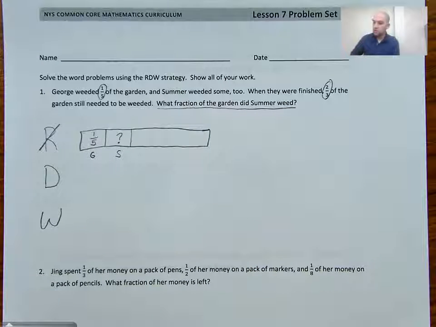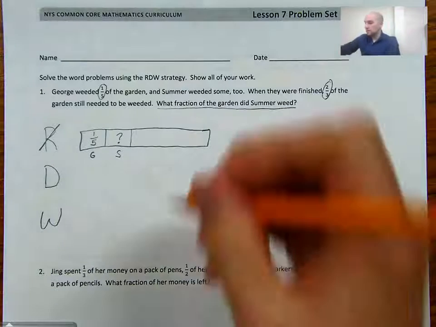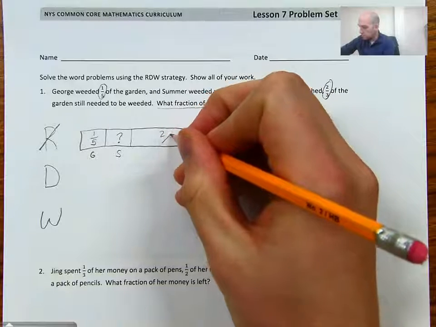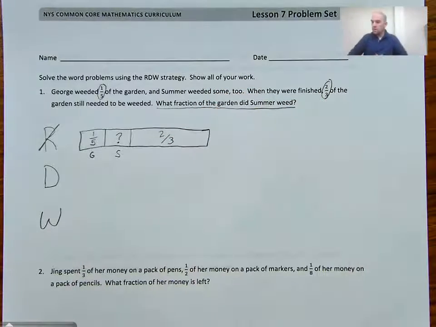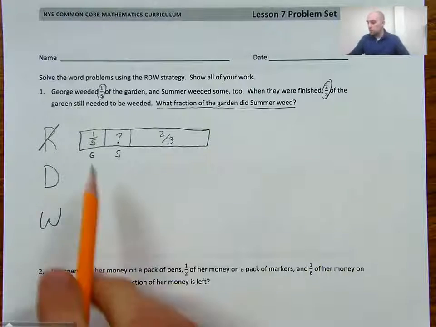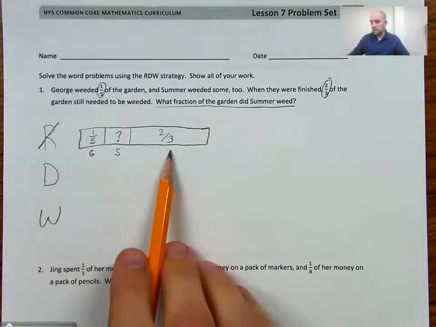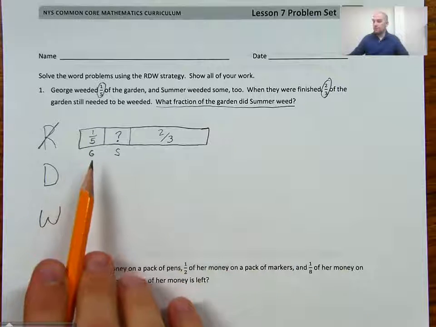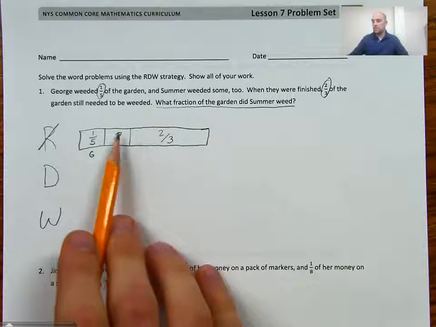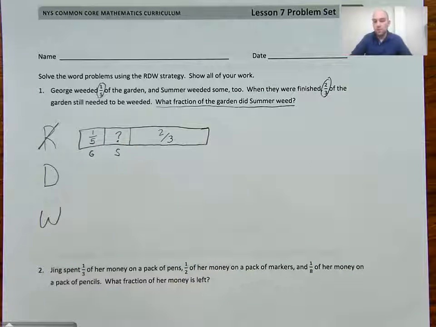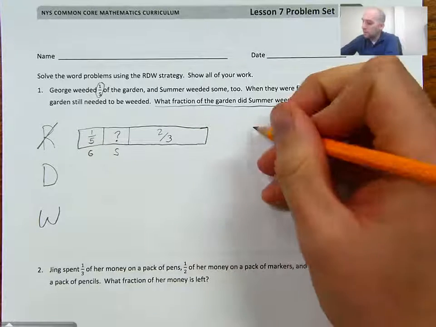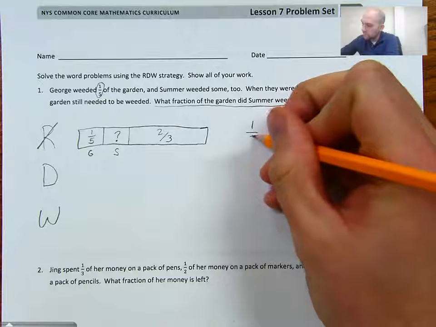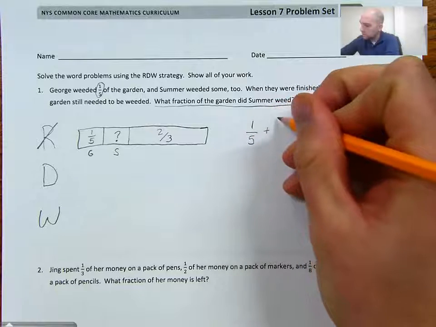And when they were finished, 2/3 of the garden still needed to be weeded. So we know this section over here is 2/3. Now I'm going to add up the part that George weeded and the part that still needs to be weeded, to get everything except the part that Summer weeded, and then we'll subtract from 1, from the whole garden. So let's start by adding 1/5 plus 2/3.